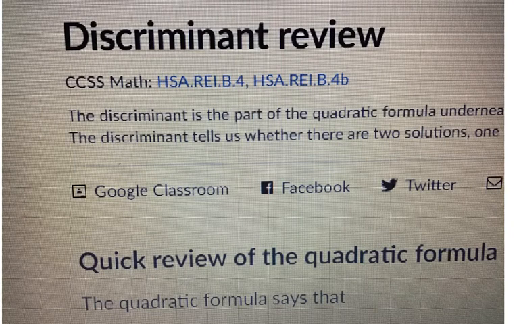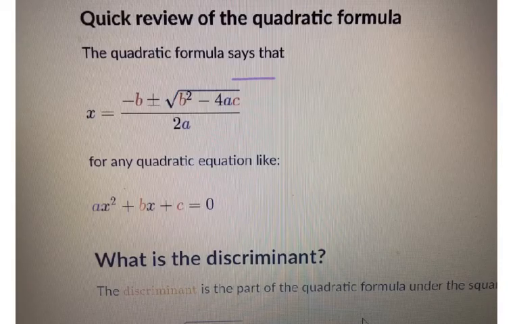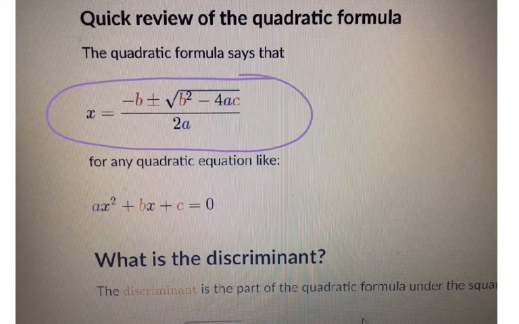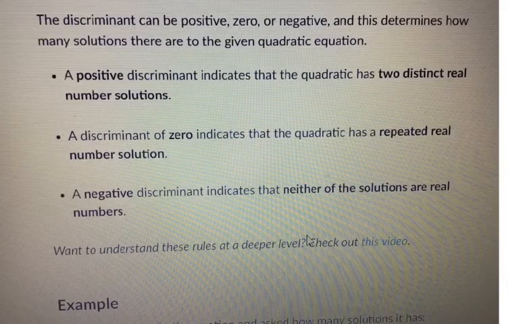Now, I assigned this to you. Discriminant review, I'm pretty sure I did. But anyways, you can go ahead and just search that if you want to find it. I recommend you do the discriminant review because in there it explains to you very nicely. Here, of course, is the quadratic formula. This is a standard form for a given quadratic. And it explains to you, hey, the discriminant.